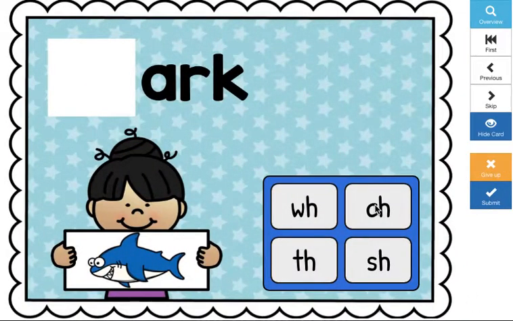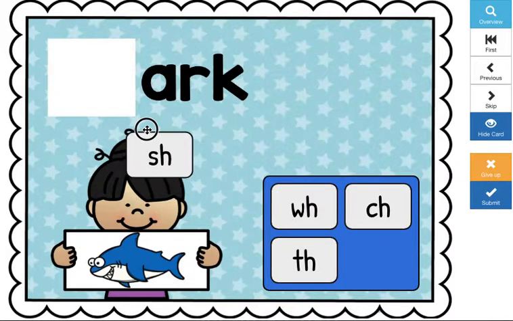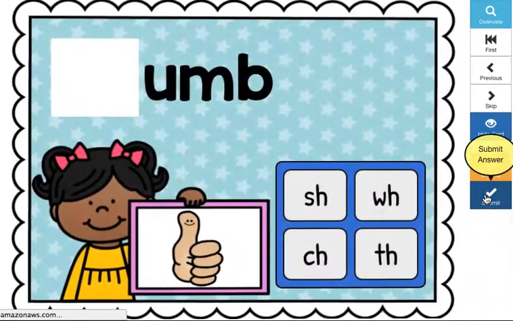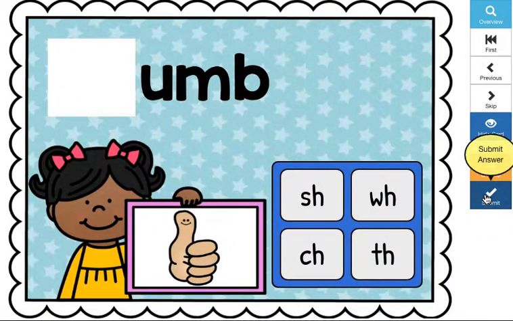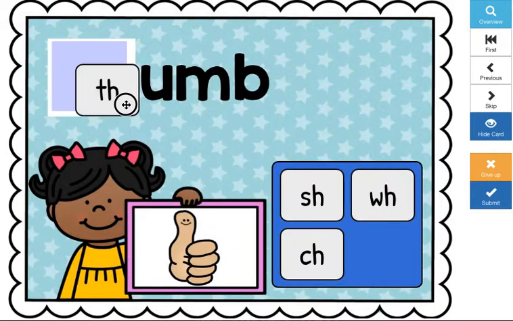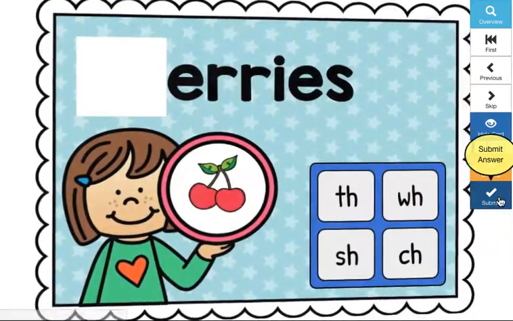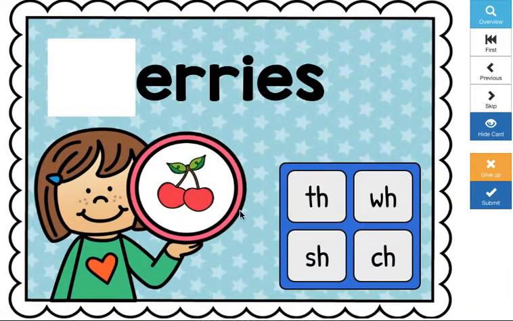Oh, what animal is this one? Shark. What digraph does shark start with? S-H, shark. Ding. All right, what part of your body is this? Thumb. What digraph does thumb start with? T-H, thumb. Ding. Ooh, what is this fruit called?